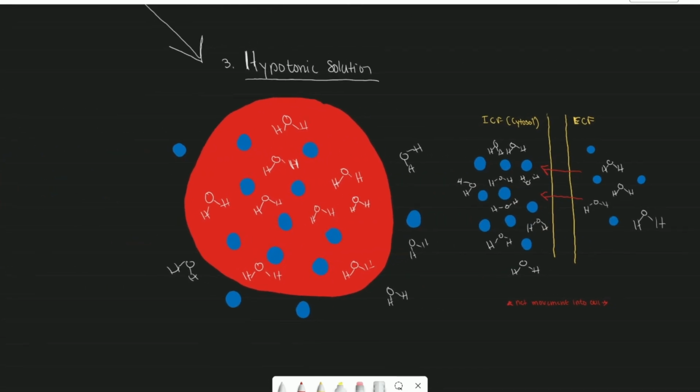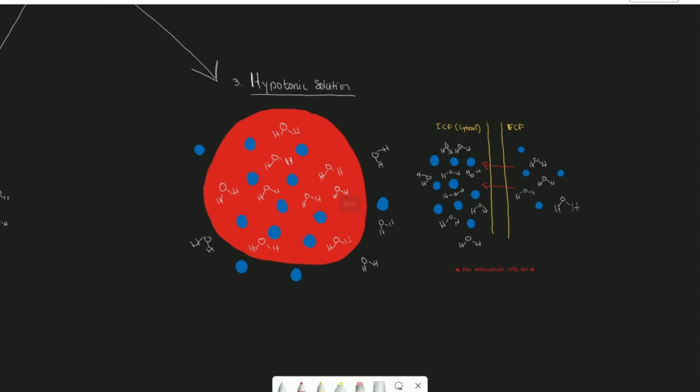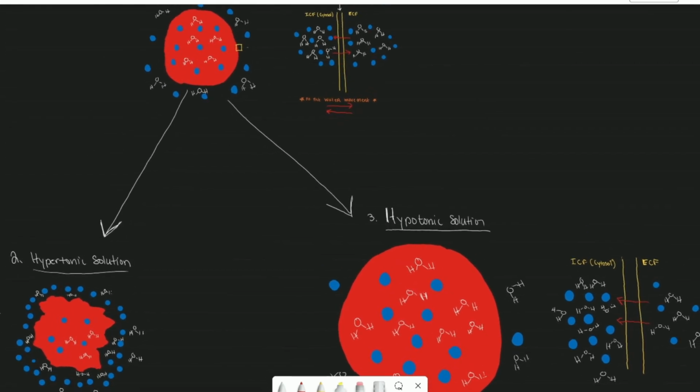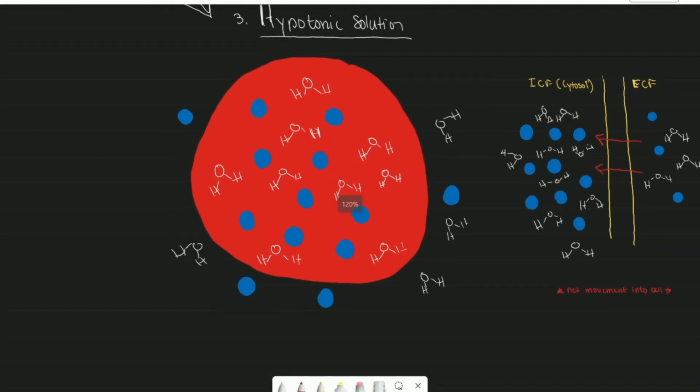And then if you look at the third and last solution, you have a hypotonic solution. In the hypotonic solution, what you have is a higher concentration of solutes inside of the cell. So this red blood cell that I drew, it's supposed to be a lot larger or swollen compared to this first red blood cell that you see up here. And this is because there's a high concentration of solutes inside of the cell.